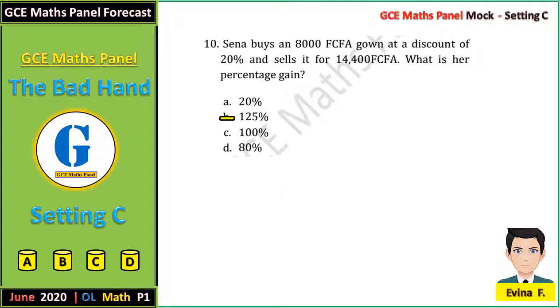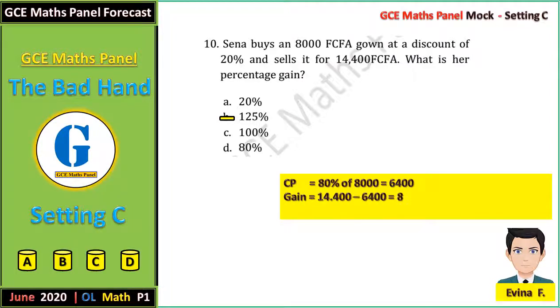And question 10, we have Sina buys an 8,000 FCFA gown at a discount of 20% and sells it for 14,400 FCFA. What is her percentage gain? This question has a lot of trick in it. There are many ways to answer it, but you have to understand that the cost price in this question is 80% of 8,000, so 6,400 francs. And the gain is 14,400 minus the 6,400 francs, giving us 8,000. Therefore, the percentage gain, which is given as the gain divided by the cost price times 100%, gives us 125%. There are other ways which you can approach the question, but it gives you the same value. Do not fall into the trick of 120% or 80% that is given somewhere else. The key here is B.